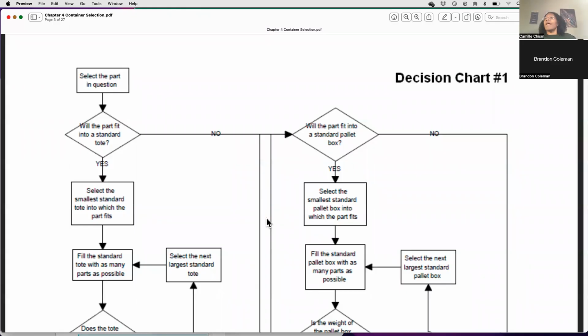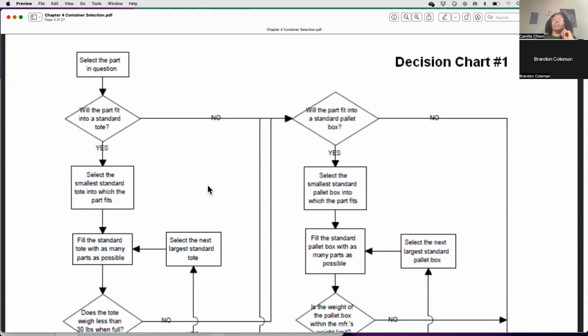It's a nice day. Okay, so the next, you have your first decision. Once you have your part, yes or no. Will the parts fit in a standard tote? So you can already see the first decision is, can you put it in a standard tote?